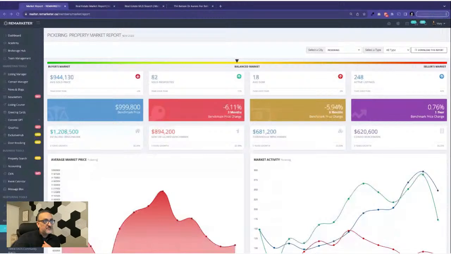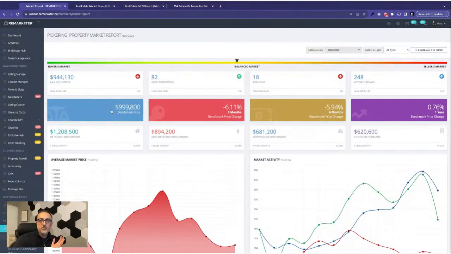So that's why we have the benchmark price here as well. You can see that the benchmark price and the average price are side by side. Usually when the market is balanced, the benchmark price and average price tend to be neck and neck. So they're very close to each other, as you can see here.